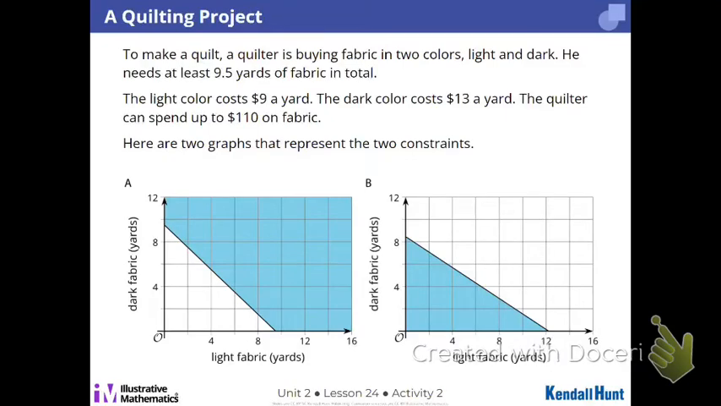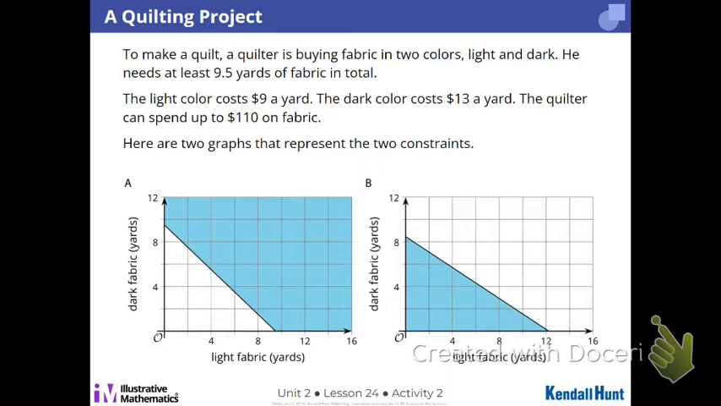So our first premise: I know a couple of you are serious quilters, okay? And to make a quilt, you need fabric. We have two constraints here. I'm going to have you start off by writing the constraints.